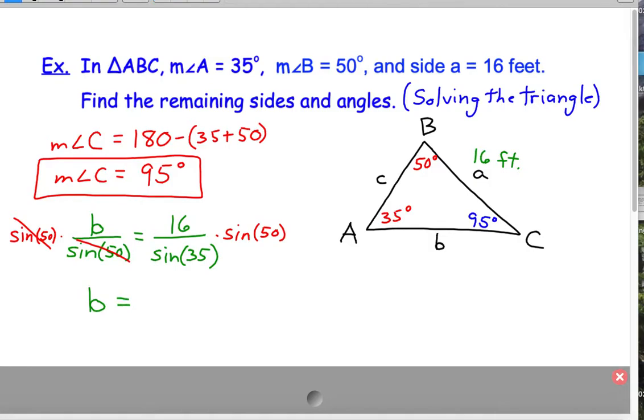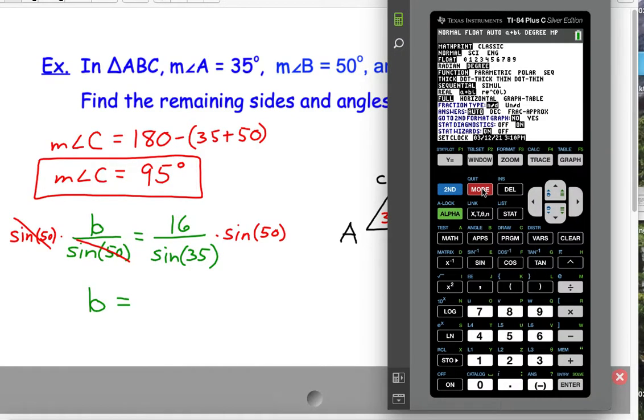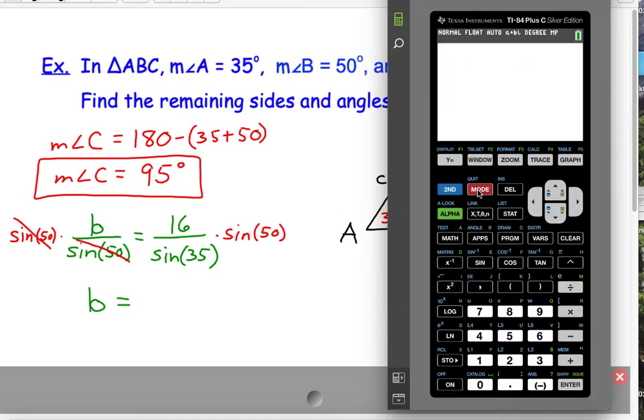So I'm going to grab my calculator. I don't know the sine of 50 or 35 off the top of my head. Let's make sure you're in degree mode. Check. So now I'm going to do 16 divided by the sine of 35 times the sine of 50. Order of operations will work on the calculator.